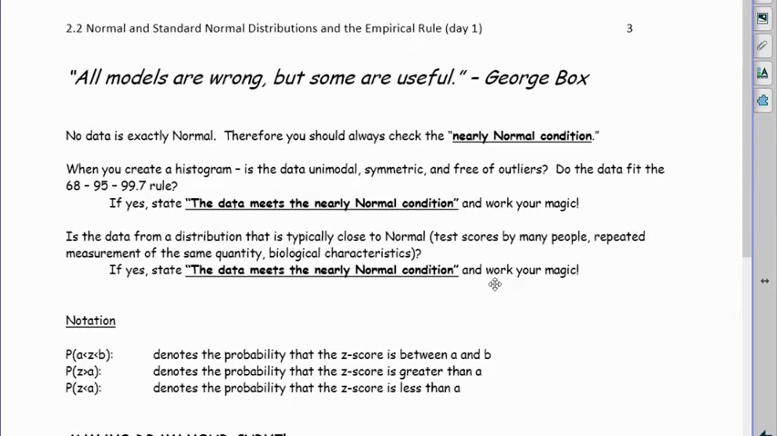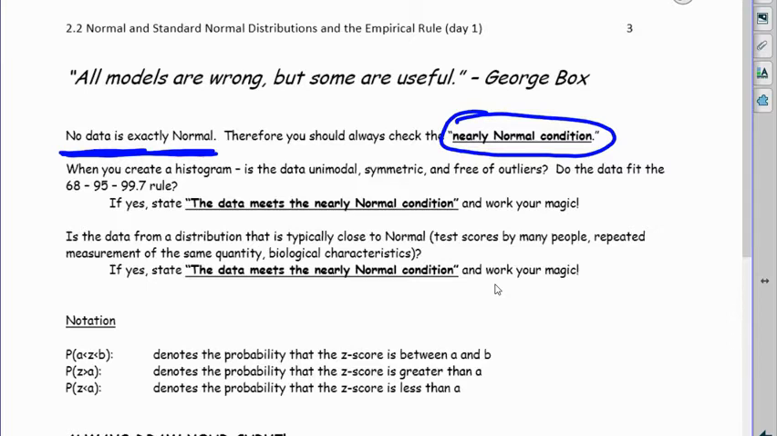Okay, so now here's the thing. All models are wrong, but some of them are useful. So what am I saying here? Nothing in this world is going to be perfect. And as I keep saying in stats, you want to constantly be saying that you're not totally sure. And so when we are using this normal condition in order to solve our problems, since we know that no data is exactly normal, we will always use what's called the nearly normal condition. If we can show that it's normal enough, we'll use it.